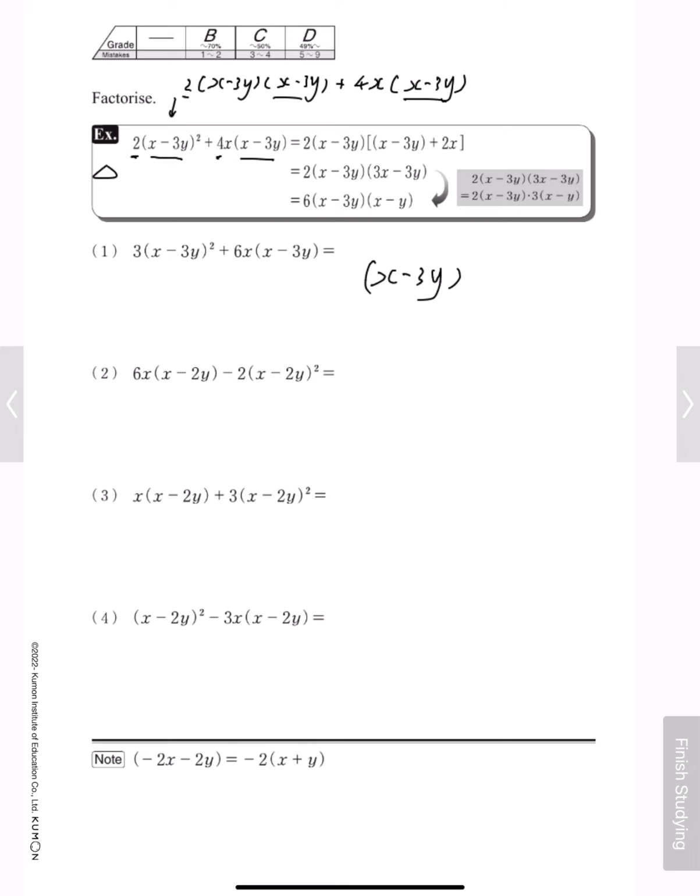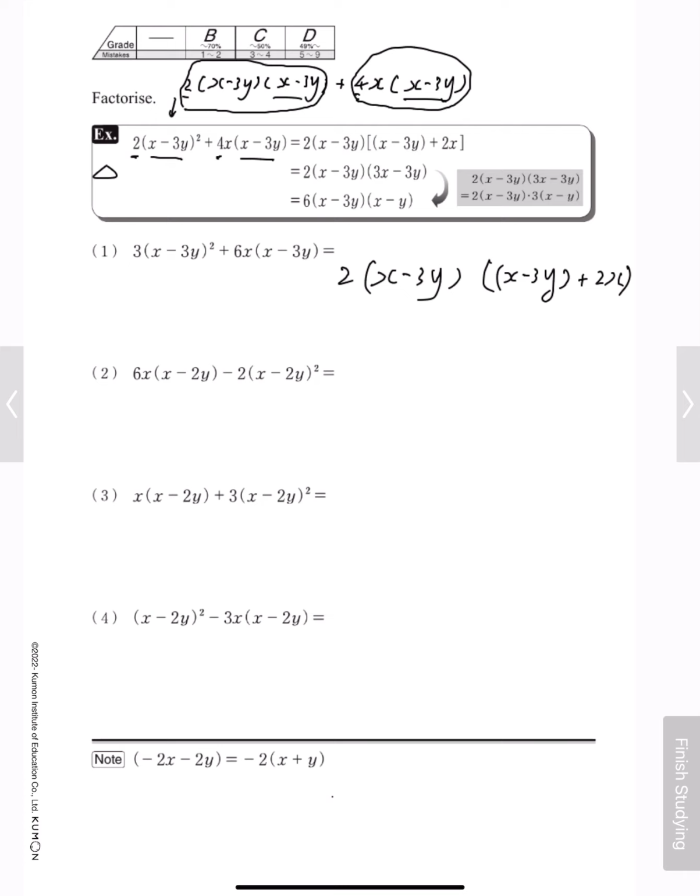Then I see the 2 and 4 over here, they have 2 in common. So from the first term, if I take away 2 times (x - 3y) from it, and when I say take away, really it's dividing by it, because it's glued together using multiplication, then for this term I have x minus 3y left. And for the next term, I have 2x left. Why do I have only 2x left? Because if you divide 4x times (x - 3y) by 2 times (x - 3y), I only have 2x left.